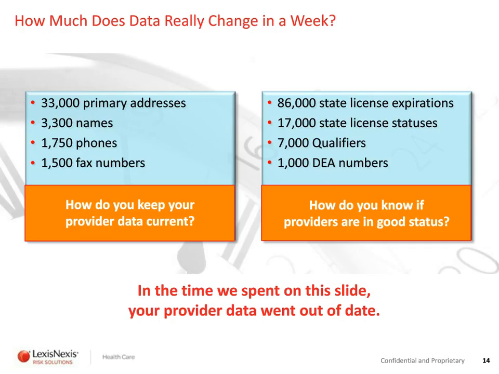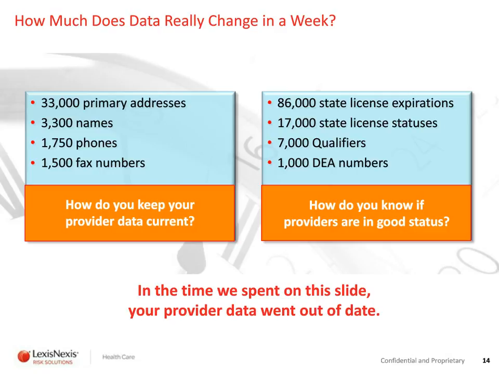To further outline that, you might say, well, how much does the data really change in a week? Across our universe that we track of every single provider, both belly button and doorknob in the United States that can submit healthcare claims and provide healthcare services, we monitor on average 33,000 primary address changes a week, 3,300 name changes, 1,750 phone number changes, and 1,500 fax number changes. Incrementally to that, on the regulatory side, 86,000 state license expirations, 17,000 state license statuses, 7,000 qualifiers, 1,000 DEA numbers.